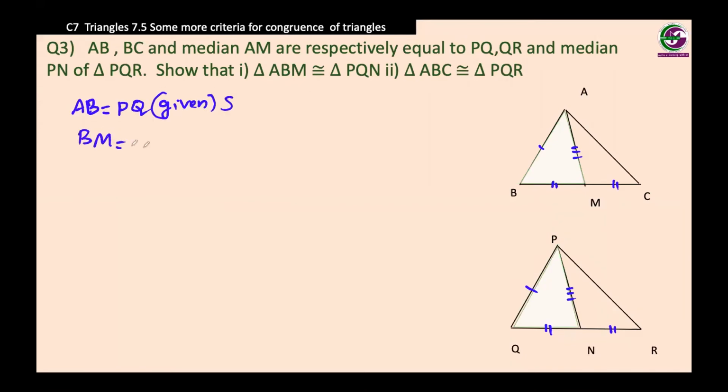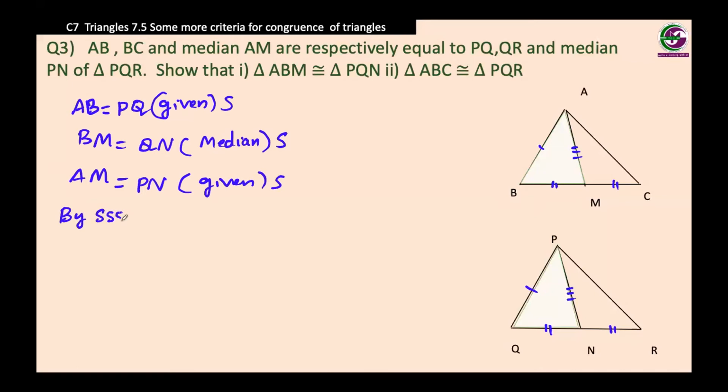BM is equal to QN because that's a median. If the whole side is equal, then the median cuts it into two equal halves. So we have another side, and AM is equal to PN, that's given. So we have three sides equal. So by SSS congruence rule, triangle ABM is congruent to triangle PQN.